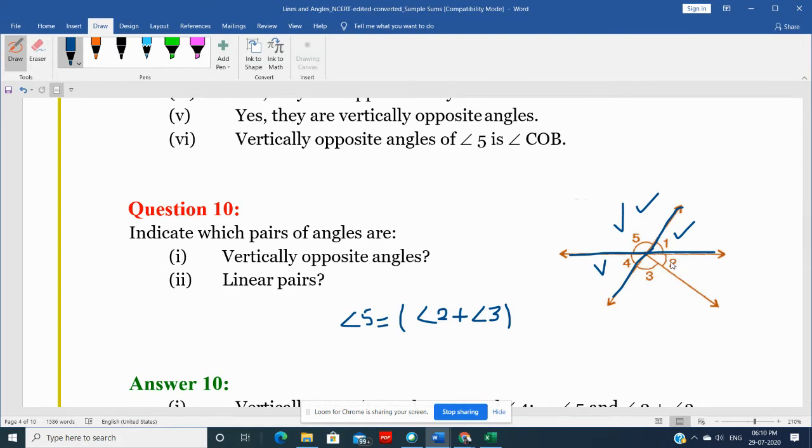We can't say with 2 any angle is making a linear pair. Well, 3 plus 4 can make. Okay? So with 2 we can say that angle 2 and angle 4 plus 3 can make a linear pair, but we can just mention 2. That would be sufficient. Okay? So this is how.